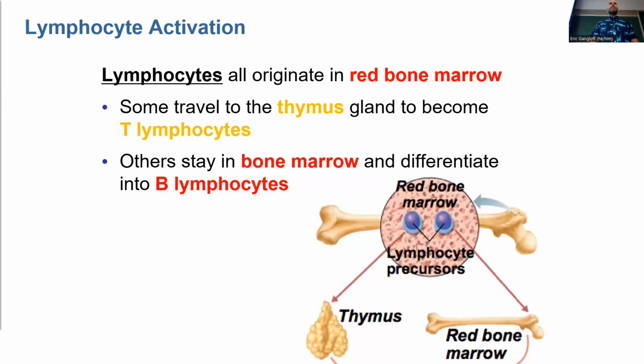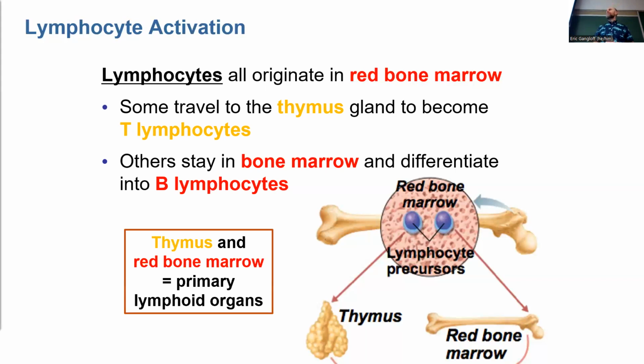So they all start in the bone marrow. Some go to the thymus, some stay in the bone marrow. The ones that go to the thymus are T lymphocytes. The ones staying in the bone marrow are B lymphocytes. And therefore, we consider the thymus and the red bone marrow your primary lymphoid organs. This is the place where these lymphocytes mature. I'm going to talk about what I mean by mature in just a second.